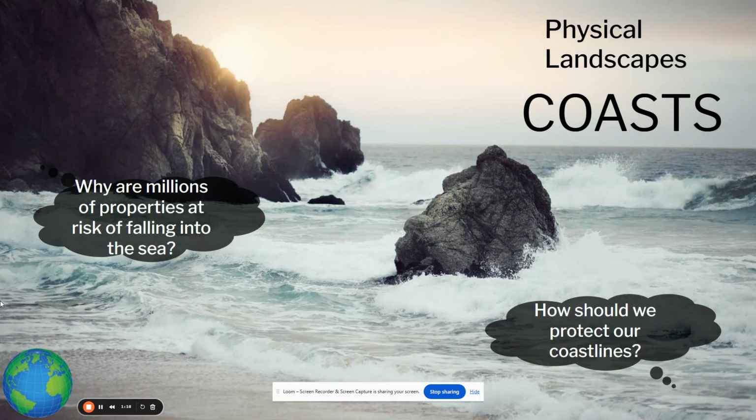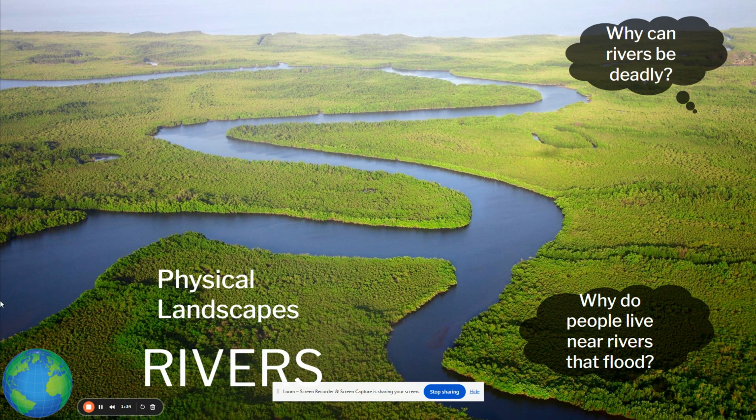Our final section of paper 1 is coasts and rivers. During this section, students will be able to look at processes that occur, such as erosion, landforms that are formed in these places, such as stacks and waterfalls, and we will also look at how coastal and river landscapes can be protected.